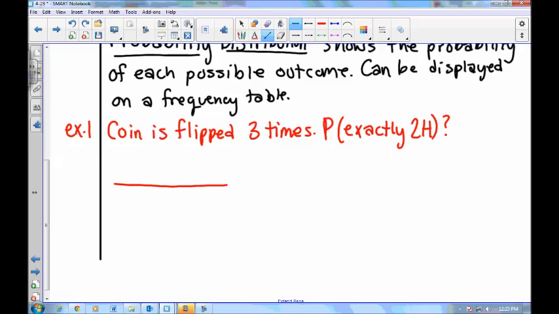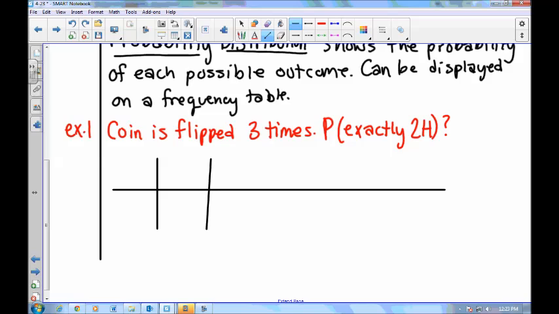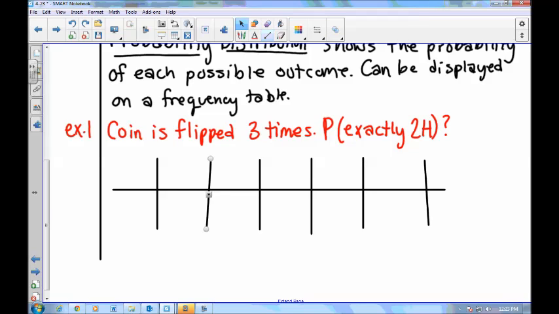Let's try it. I'll make 6 spots and see if they come up with more or less than that. All right. If we flip a coin 3 times, what's one result we could get? Heads, heads, heads, right? What's another result we could get? Tails, tails, tails.